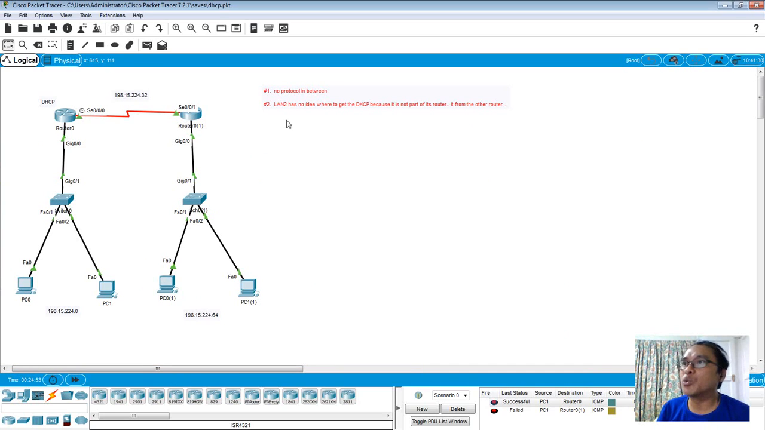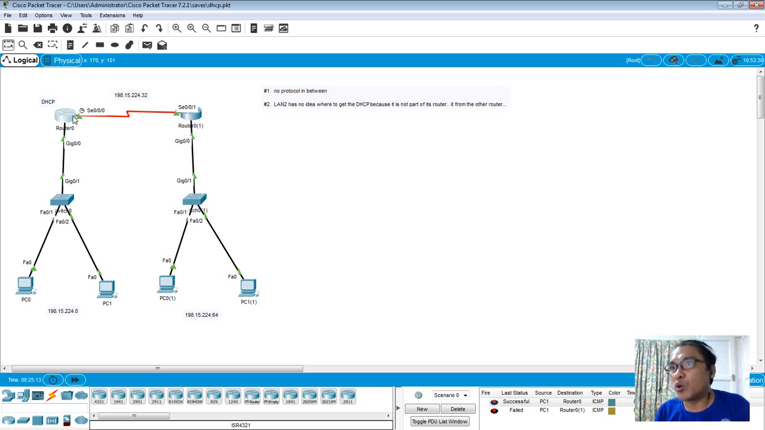Number two, LAN2 has no idea where to get the DHCP because the DHCP is not part of its own network. It's not its router. It's from the other router, right? So we have to set this one up and set this one up so that these two computers can have their DHCP address.